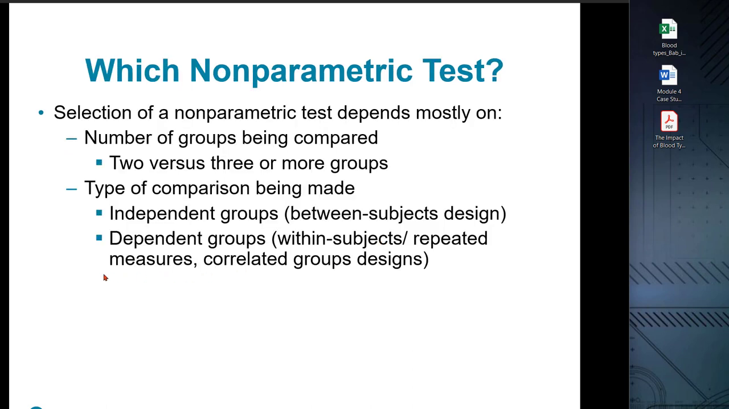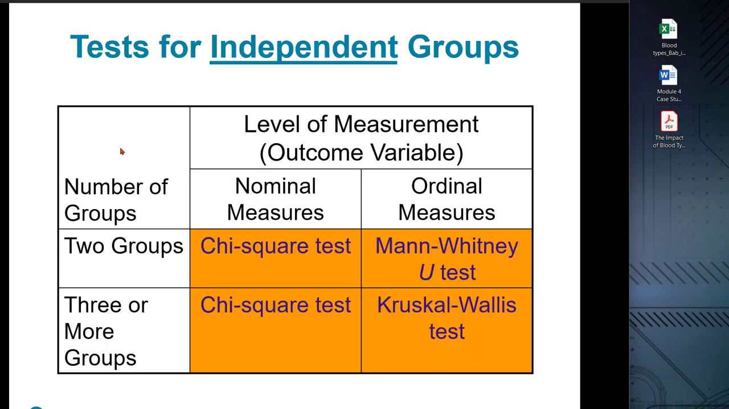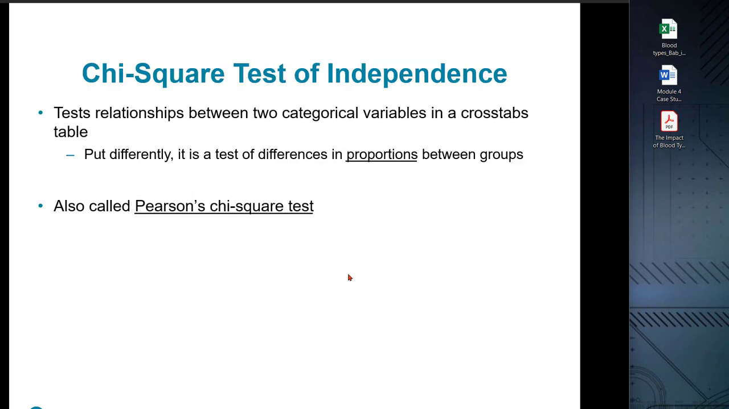The selection of a nonparametric test depends on several factors, including the research question, and the type of data to be analyzed, including the number of groups under study and the comparisons being made. Examples of nonparametric tests that involve independent groups are listed here by the level of measurement and the number of groups they analyze. The chi-square test is a statistical test used to determine if there is a significant association between two categorical variables. It assesses whether the observed frequencies of the categories differ significantly from the expected frequencies under the assumption of independence.